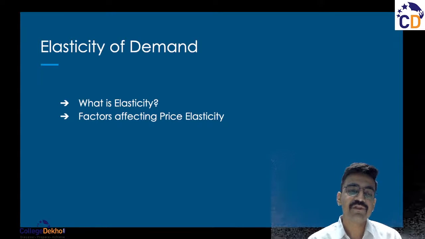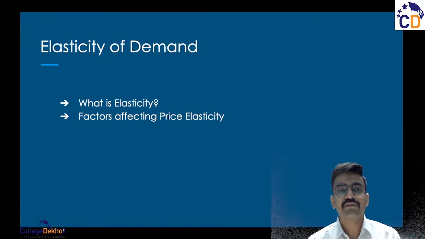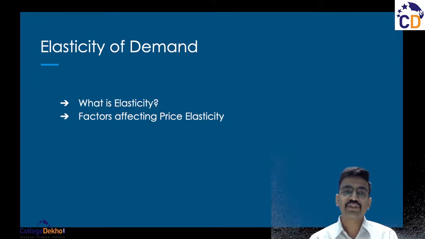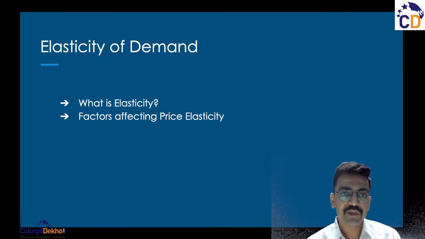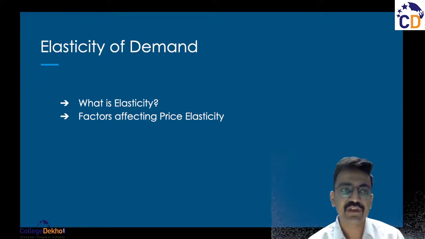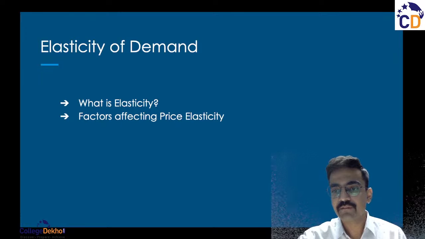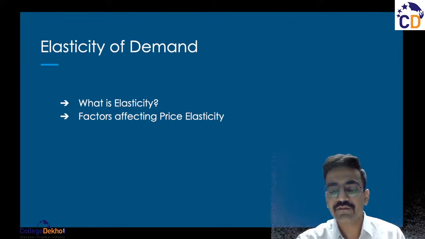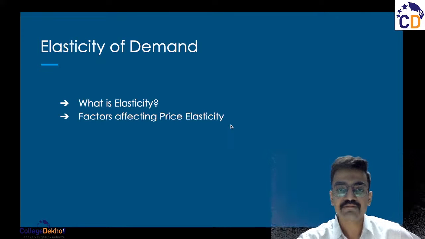So if there is a 50% change in the price of the commodity, then accordingly, what is the amount of change in percentage in the demand of that commodity, right? So this percentage change is calculated in the price elasticity of demand. So this is what the price elasticity of demand is concerned with. Right, now let us look at the various factors that affect the price elasticity of the demand.